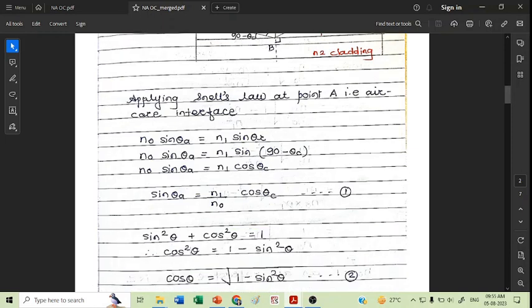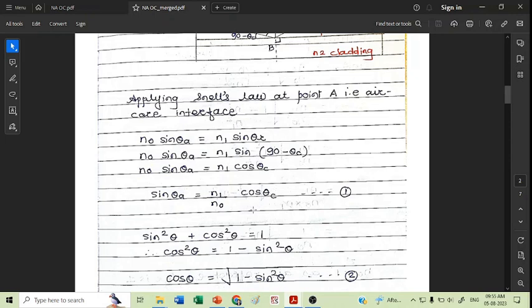Then, as we know from trigonometry, sin square theta plus cos square theta is 1. So cos square theta is equal to 1 minus sin square theta. Now here we want to replace this sin theta c, so cos theta c. If we take the square root on both sides, then we will get cos theta is equal to the square root of 1 minus sin square theta.